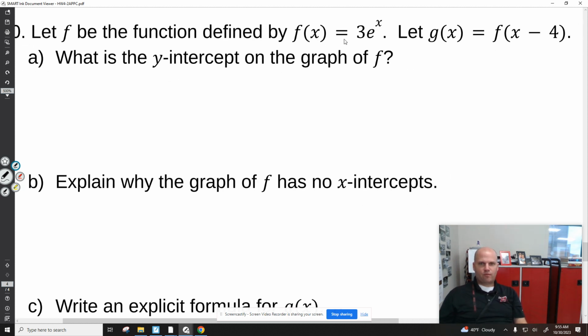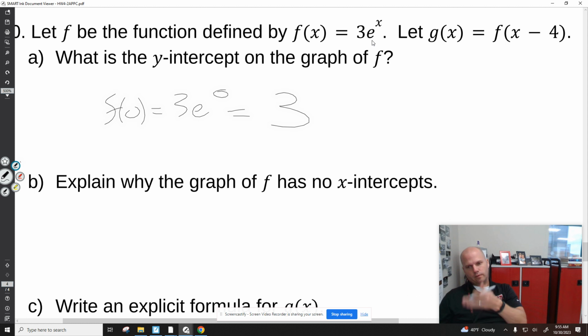So I'm starting with f is 3e to the x. What is the y-intercept of f? So that's when I plug in 0 for x, so that's 3e to the 0. Okay, I got an initial value of 3. It's the same thing when we're dealing with exponential functions. Your initial times your multiplier over and over and over and over. So 3 times e times e times e.